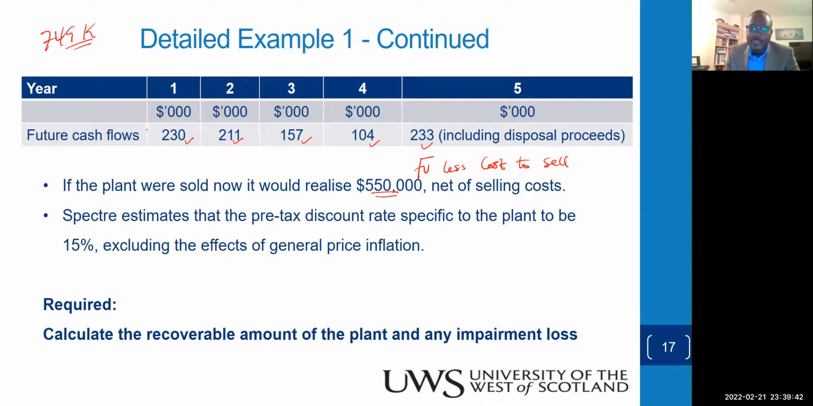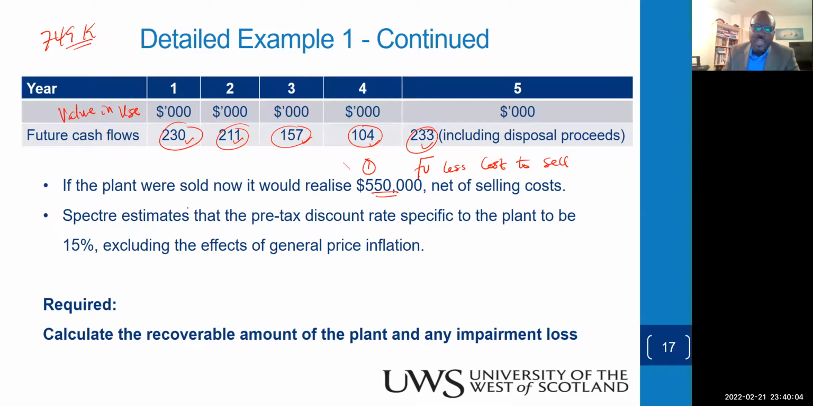We have the fair value less cost to sell, given also here as 550. Now let's find the value in use. So this, of course, becomes our value in use. We need to discount all of these future figures to their present value and compare it to the fair value less cost to sell.